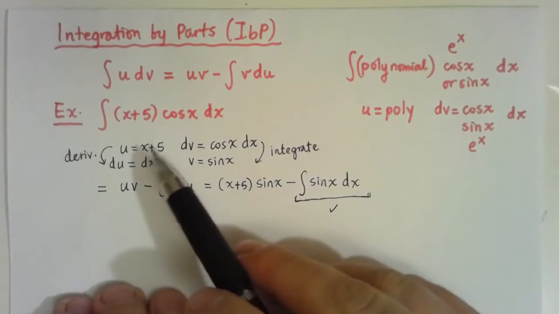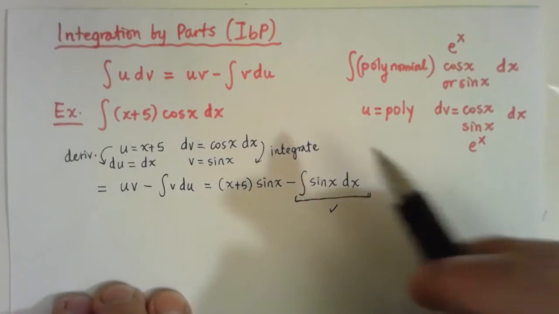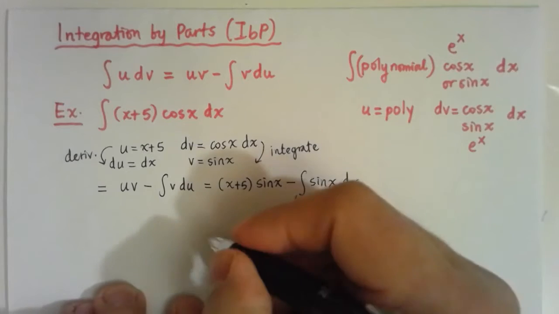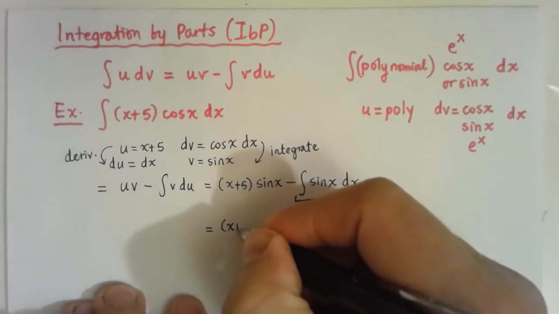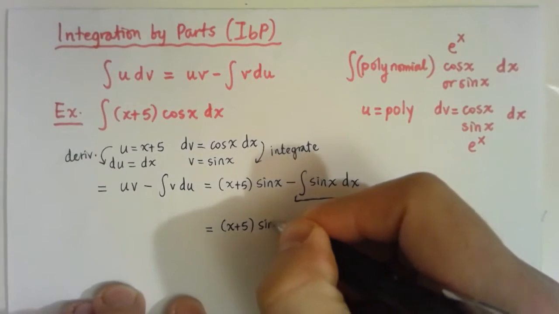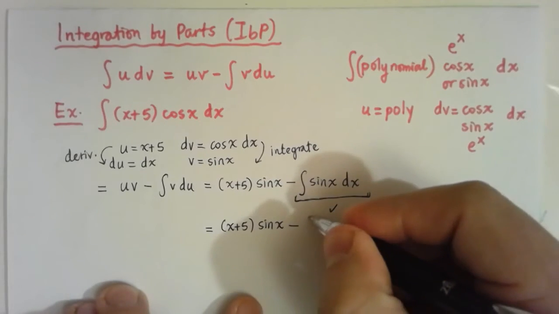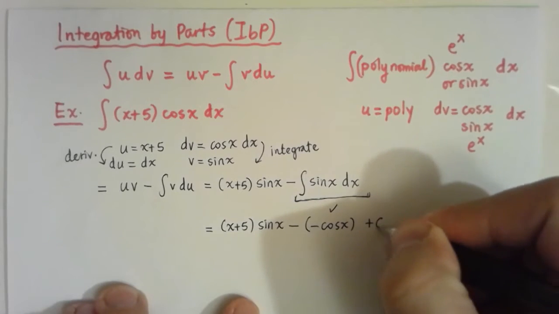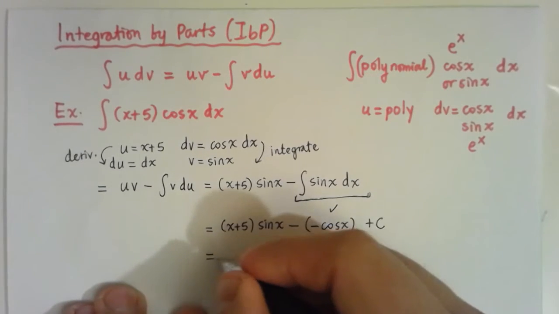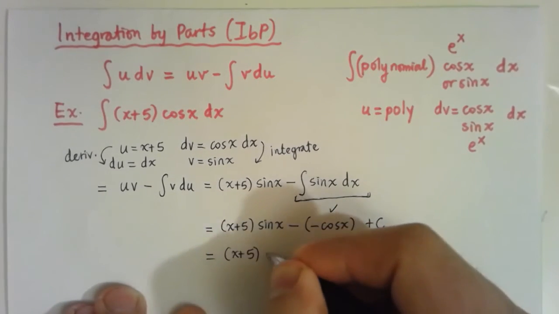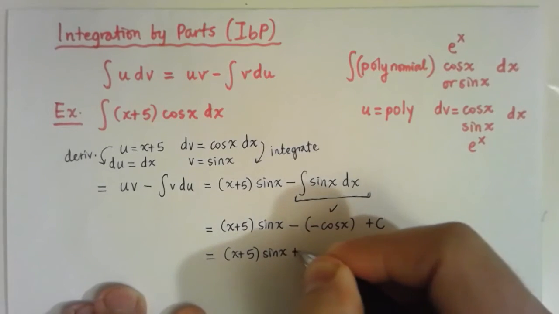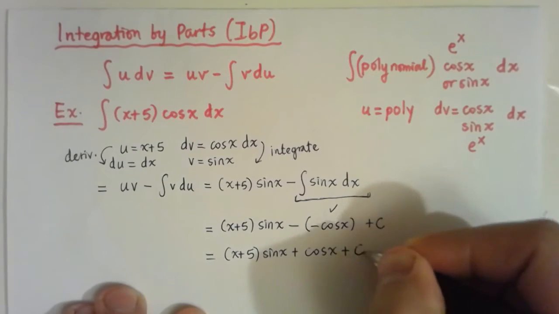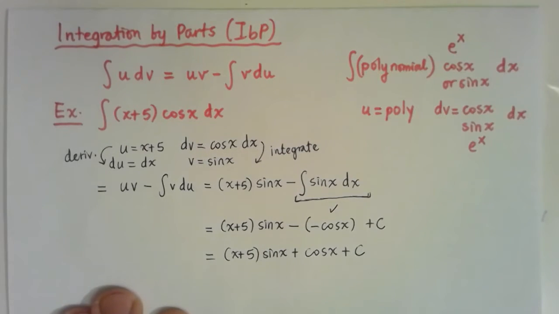If that was an x squared plus 5, then we're going to apply it again until we get something that we can integrate easily. So if I find the antiderivative of sine x, I get x plus 5 times sine x from here. Then I get minus, you know, the antiderivative of sine x is negative cosine x. And I get a plus c. So if I simplify, that becomes x plus 5 times sine x plus cosine x plus the integration constant c. And I hope this is clear.